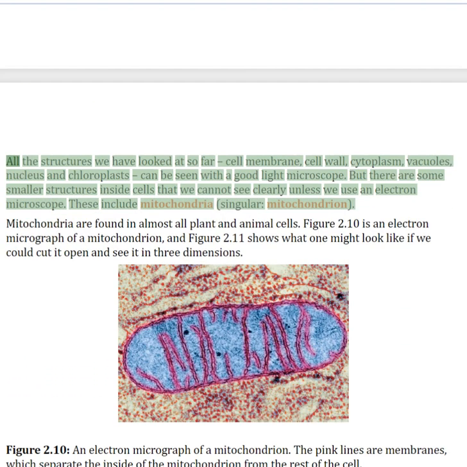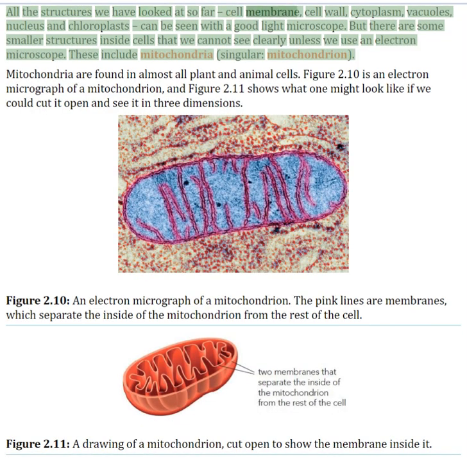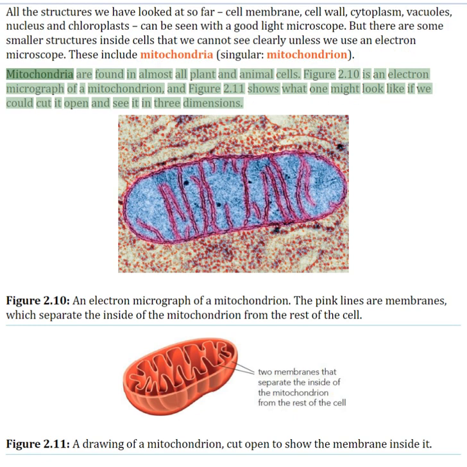Mitochondria. All the structures we have looked at so far, cell membrane, cell wall, cytoplasm, vacuoles, nucleus and chloroplasts, can be seen with a good light microscope. But there are some smaller structures inside cells that we cannot see clearly unless we use an electron microscope. These include mitochondria. Mitochondria are found in almost all plant and animal cells. Figure 2.10 is an electron micrograph of a mitochondrion, and Figure 2.11 shows what one might look like if we could cut it open and see it in 3 dimensions.